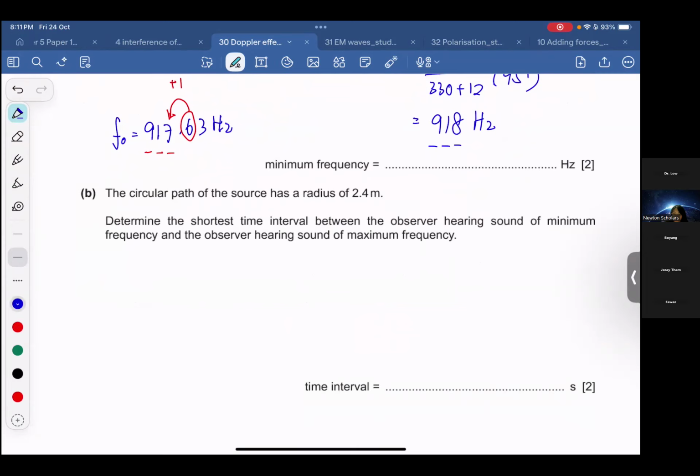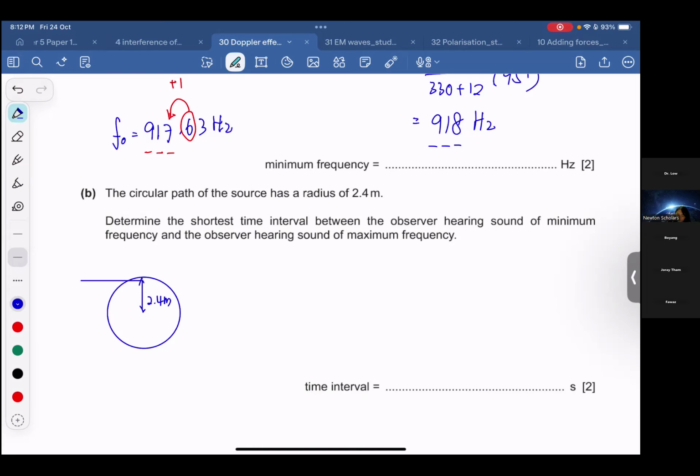Here, a circular path. We have a circular path with a radius of 2.4 meter. Determine the shortest time interval between the observer hearing the sound of minimum frequency and maximum frequency. What is the difference in time?